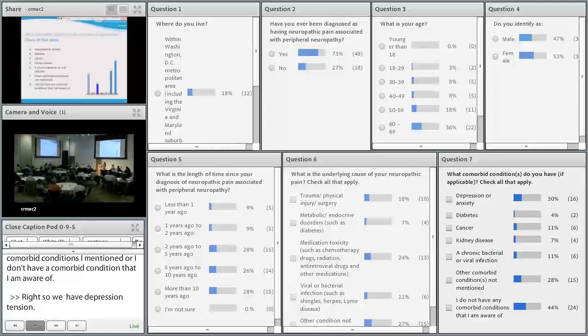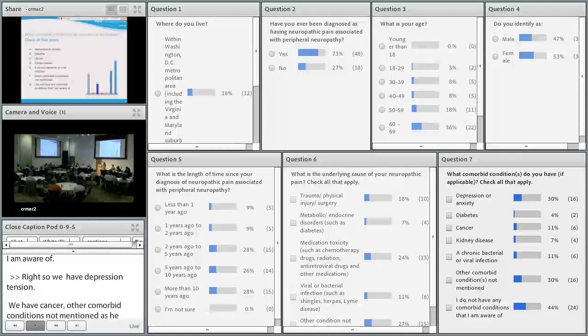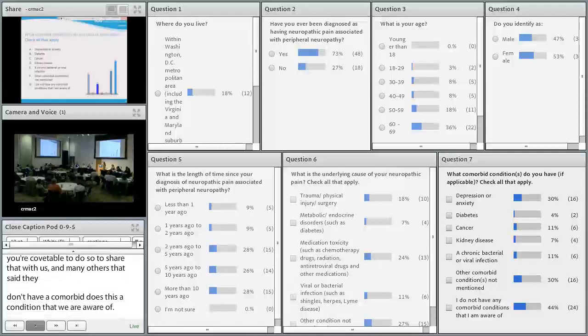Let me check in with the web. I know we just went through a lot of polling questions. Can you give us an idea of who's on the web? Very similar. We have a 50-50 male-female split, a range of ages with the majority in the 60 to 69 range, a similar range for the length of time since diagnosis, and similar results also for the underlying cause and comorbid conditions. Okay, great. Thank you.